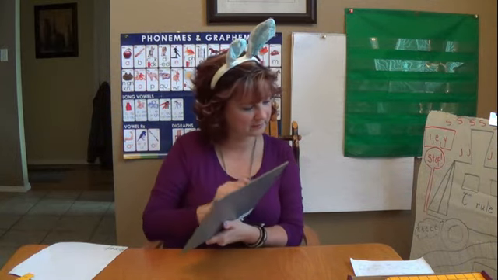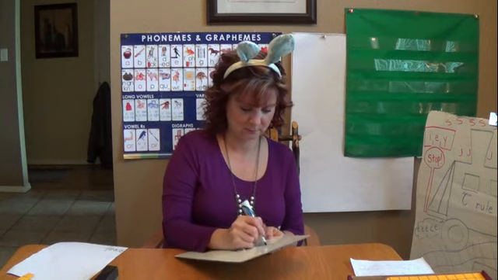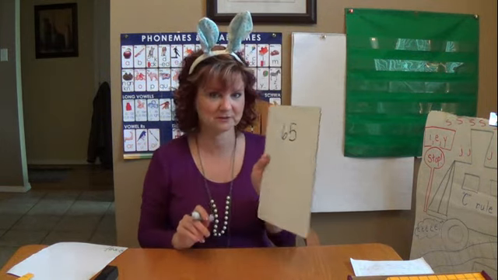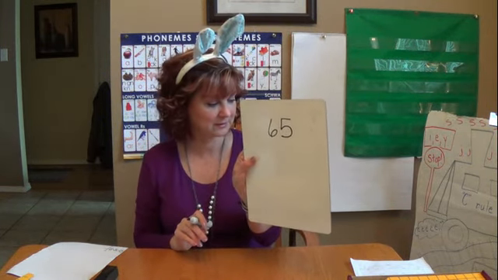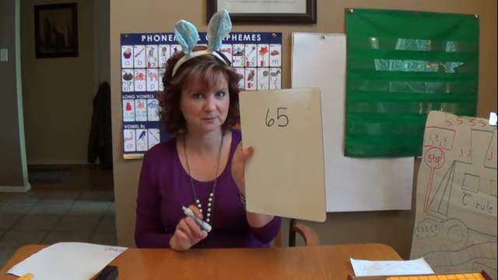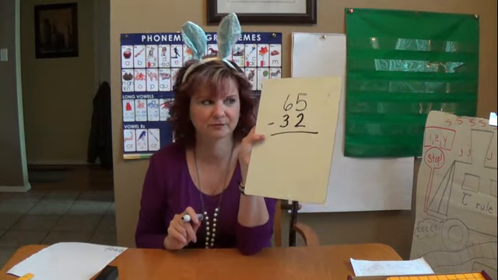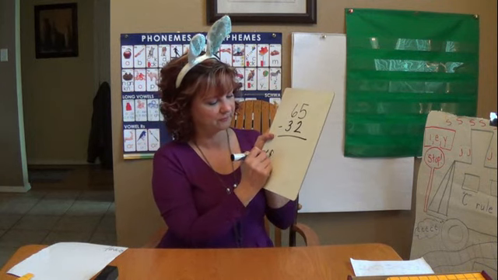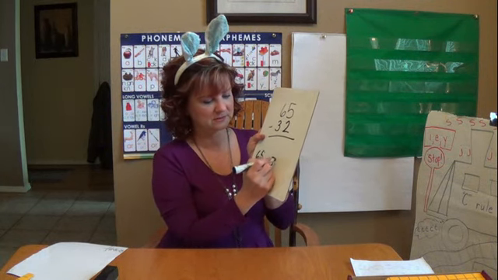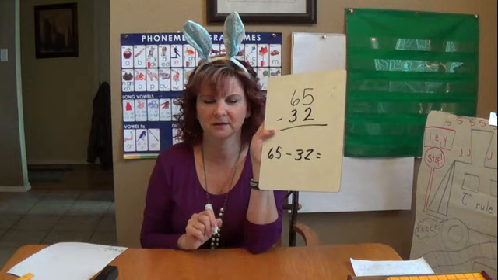Alright, let's move on. This one is going to be about my friend Matthew. Okay? It says, Matthew found 65 Easter eggs. Wow, that's a lot of Easter eggs. He must have been super fast. But guess what? When he was running around with his Easter basket, he lost 32 of those eggs. He needs to slow down, I guess. How many Easter eggs does he have left? 65 minus 32. Give it a try.